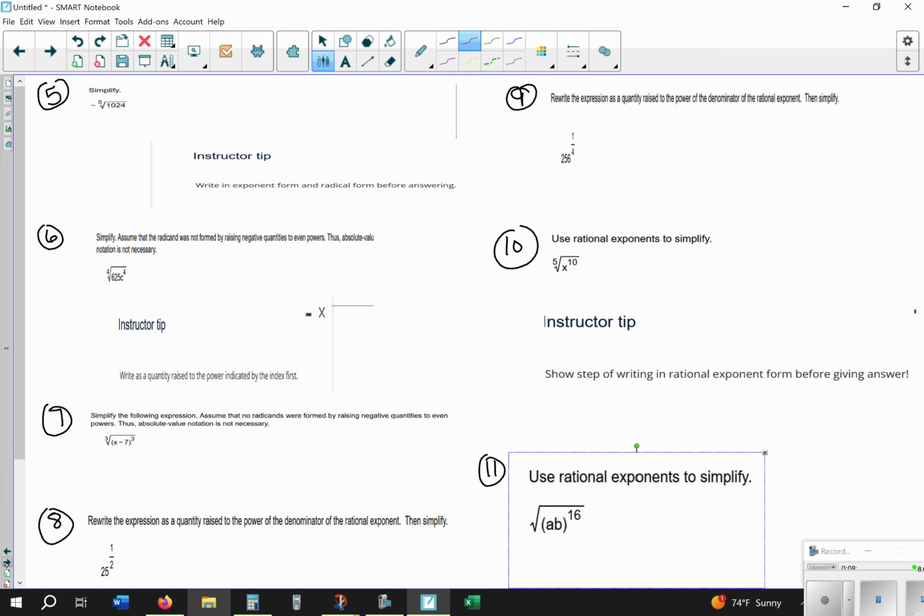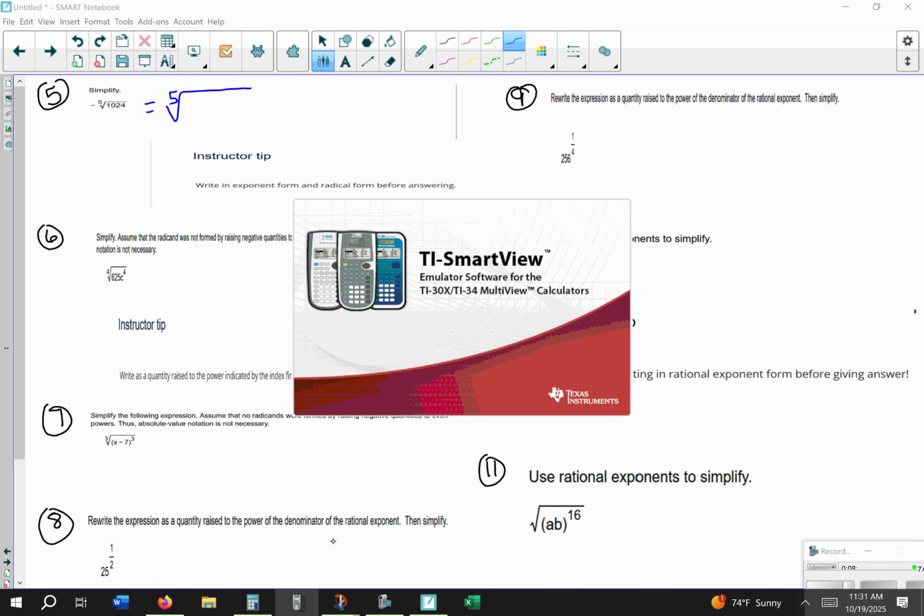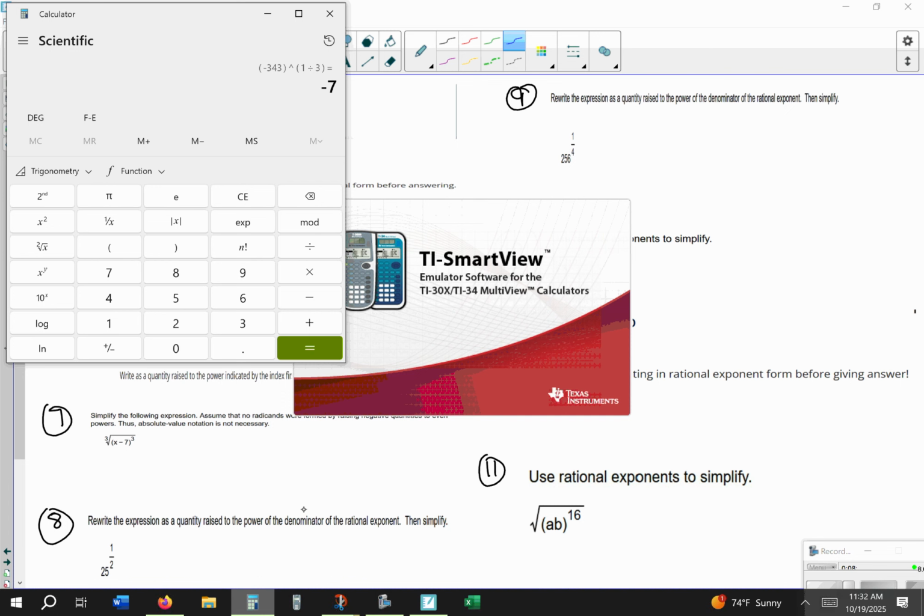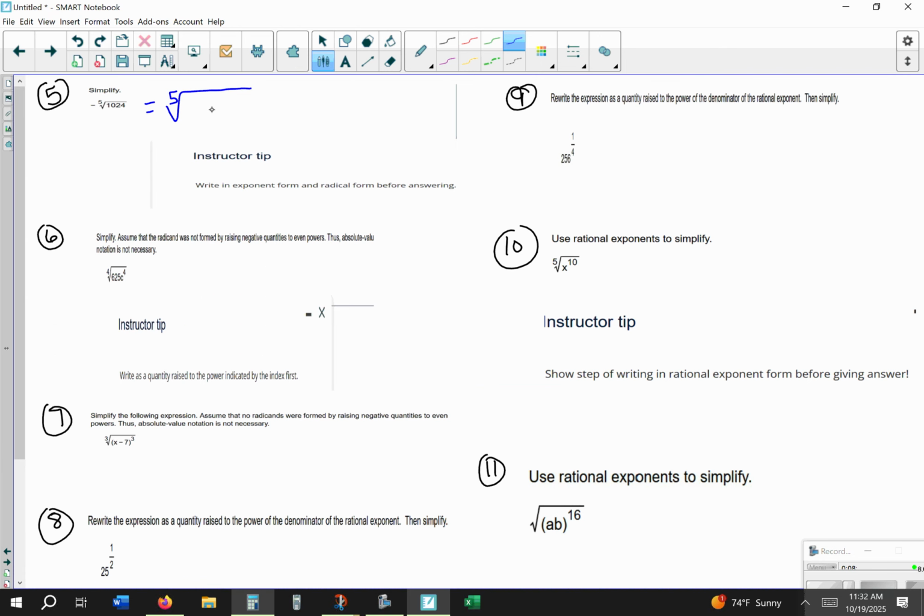Okay, exponent and radical form once again. Probably radical form would have made more sense to start with. The 5th root of 1024, and I believe that's a 2. No, can't be 2. How about 4 raised to the 5th power? There we go, 4. Okay, so 4 raised to the 5th power.